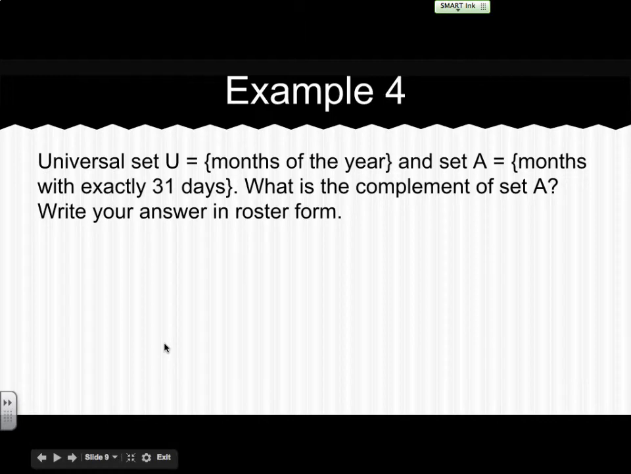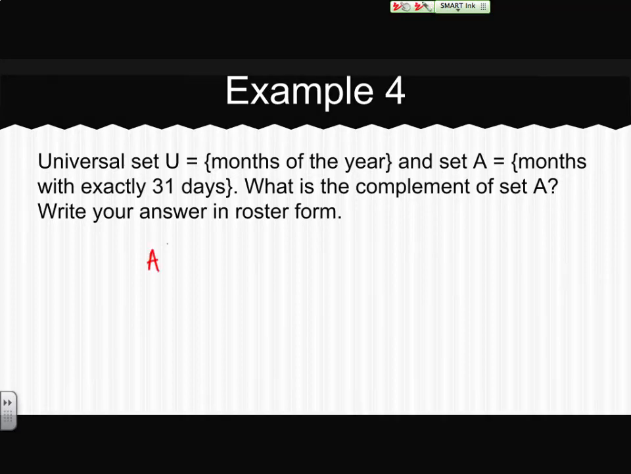Example 4 says a universal set is months of the year, and A is the months with exactly 31 days. What is the complement of A? Write your answer in roster form. That means we're looking at the months that do not have exactly 31 days. And so the complement would be February, April, June, September, and November.